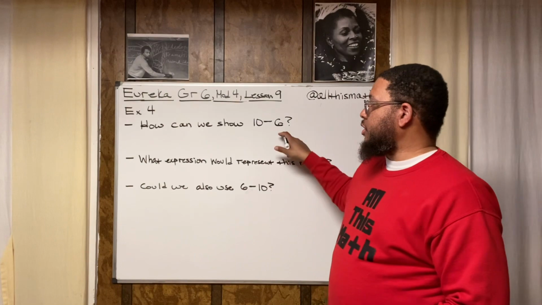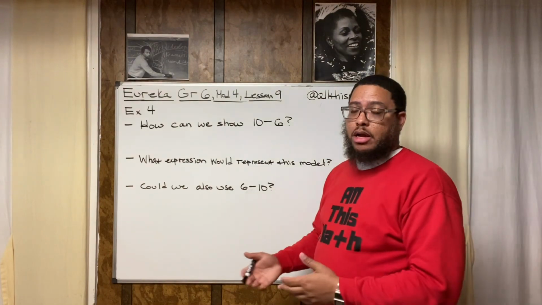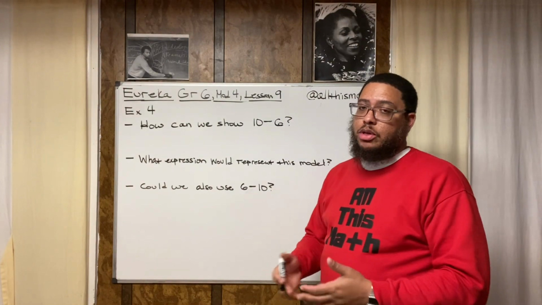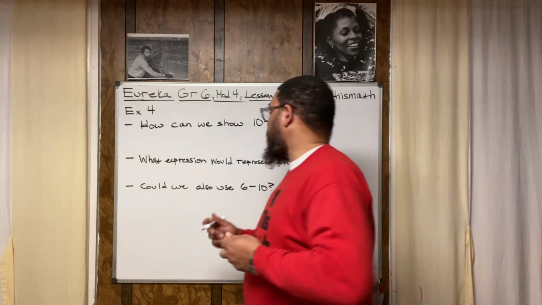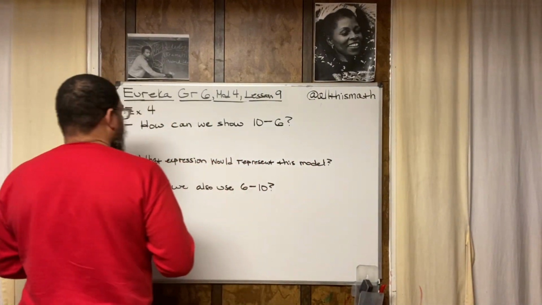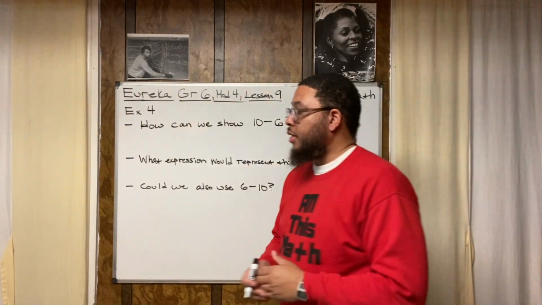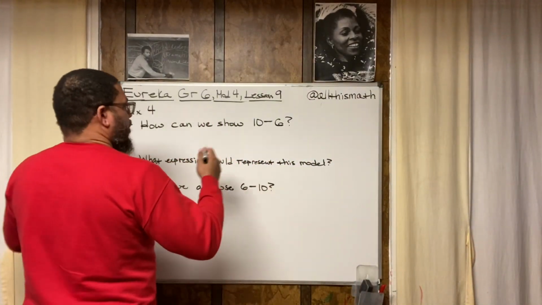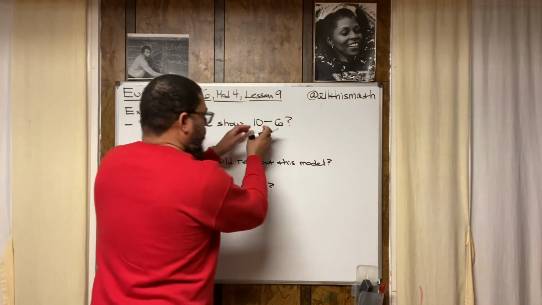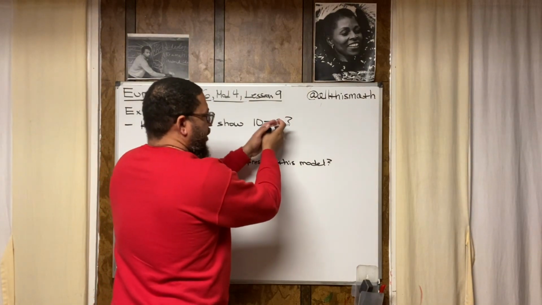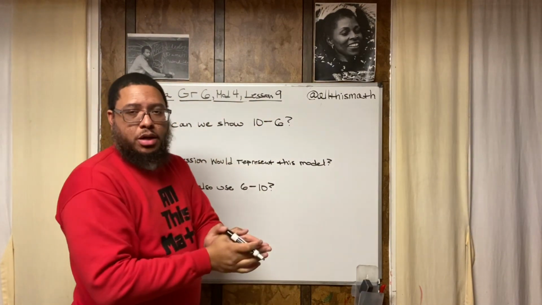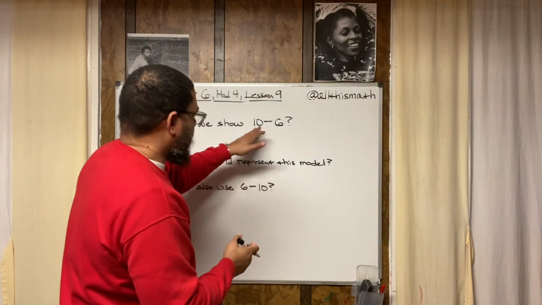All right, so how can we show 10 minus 6? We've been doing bar diagrams throughout lesson 9. We're going to do a bar diagram right here. So watch this. I had to look at my notes real quick. So 10 minus 6. That means we start out with 10 and we take away 6. Subtraction means take away. We start out with 10, we take away 6.